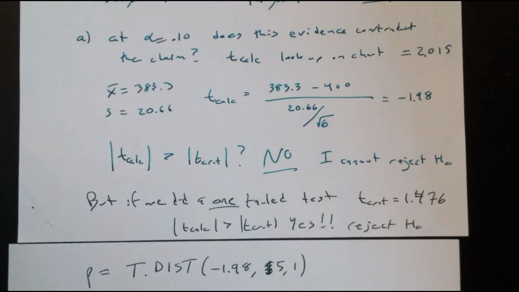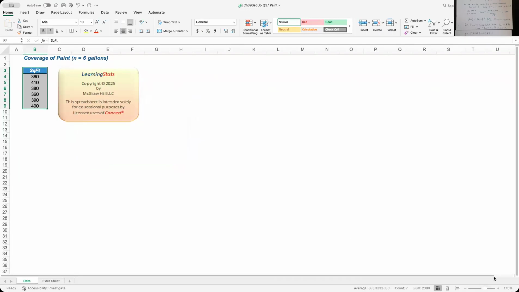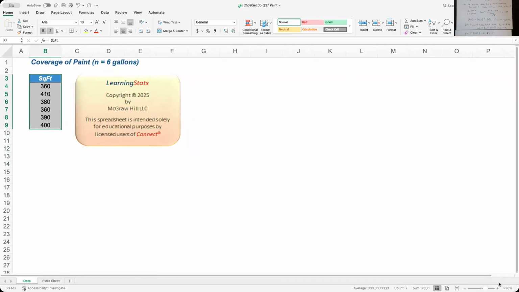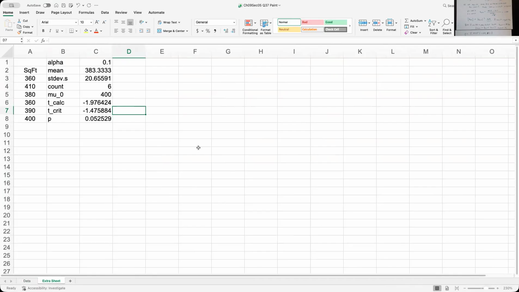Now, I can do this entire process in Excel. There's my paint samples. So I take their average, standard deviation. There's my benchmark. There's my calculated value. It's the same formula: average minus benchmark, divided by standard deviation divided by the square root of the count.